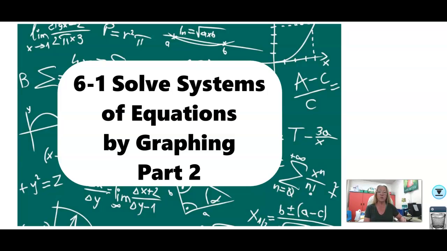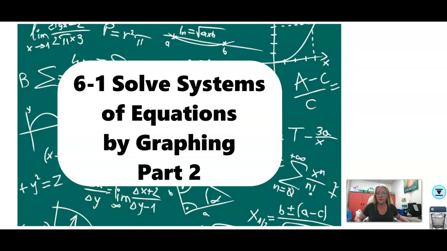All right, in Part 1, we learned that when you graph two equations, the point where they intersect is the solution to the system. Sometimes you'll have two equations that don't have a single solution. Just like when we were solving equations with variables on both sides, some equations had infinite solutions and some had no solutions. The same thing's going to happen in systems of equations. You can have one solution, which is pretty common, or you can have no solutions, or you can have infinite solutions. That's what we're going to be looking at here.